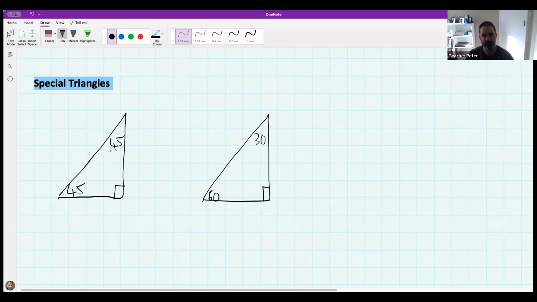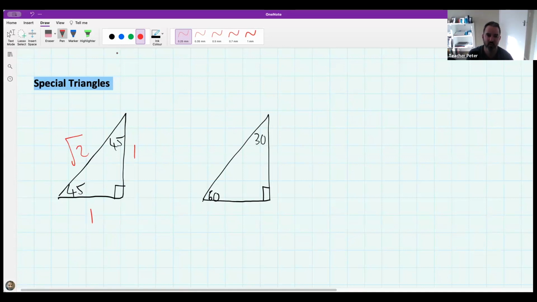I want to get a sense of if you've seen it before, if you haven't. If you haven't seen it, it's important maybe that you re-watch this next bit a bit more slowly. But basically, what the first special triangle has is it's an isosceles right angle triangle, and it has 1, 1, and root 2 on its sides.